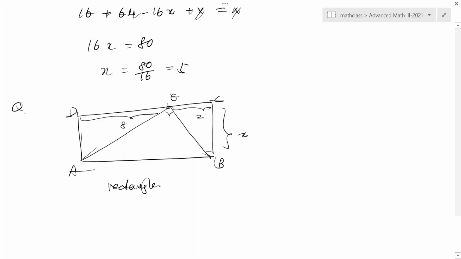So anyway, take a look at this. A right triangle sitting in the rectangle, and E is a point on the top side, DC. I know one side is 8, the other side is 2. Are you able to find the equation in x so that you can find x? X cannot be arbitrary.